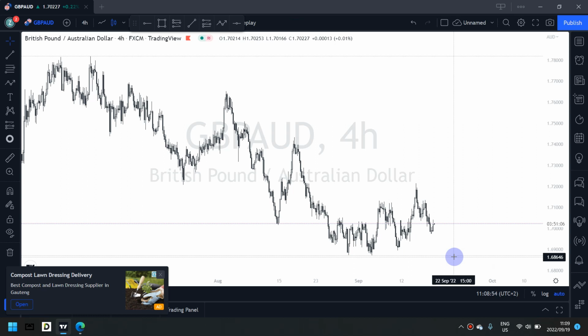Our pair for today's live analysis is the British pound versus the Australian dollar, in other words, the GBPAUD. So, without any further waste of time, let's get on with the analysis.